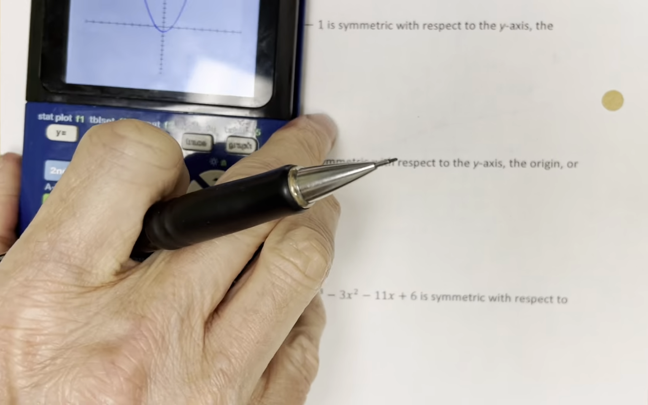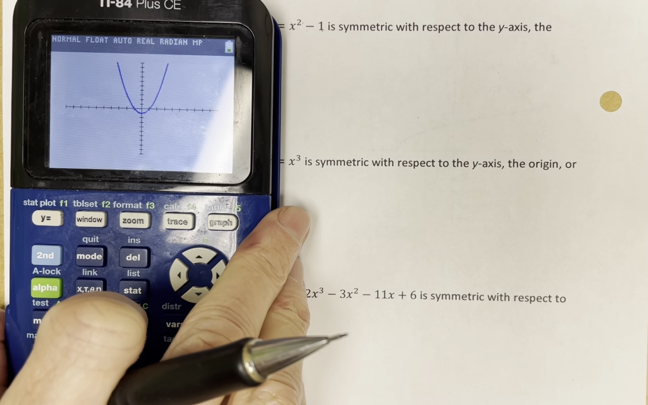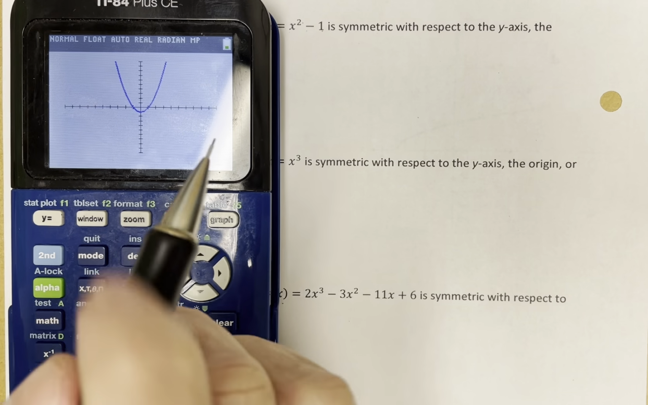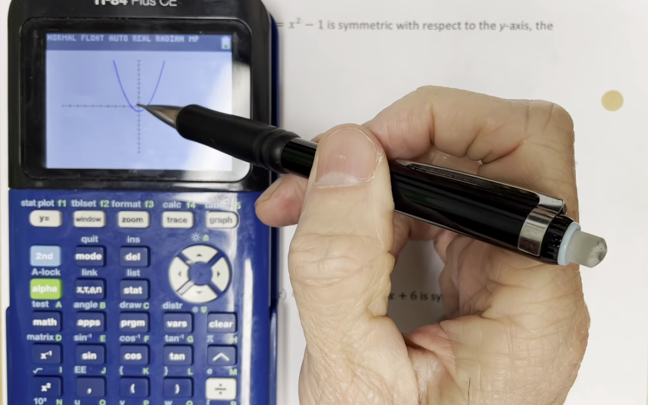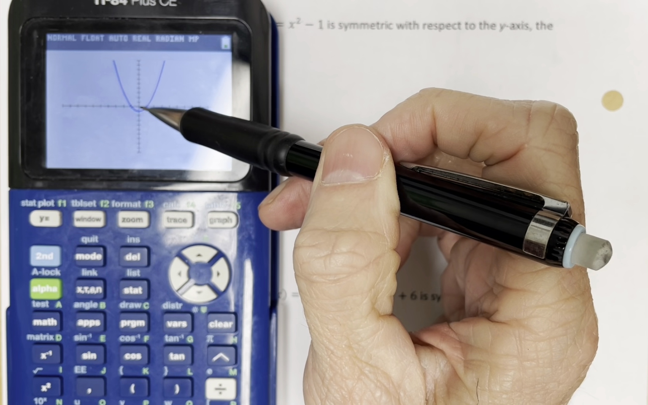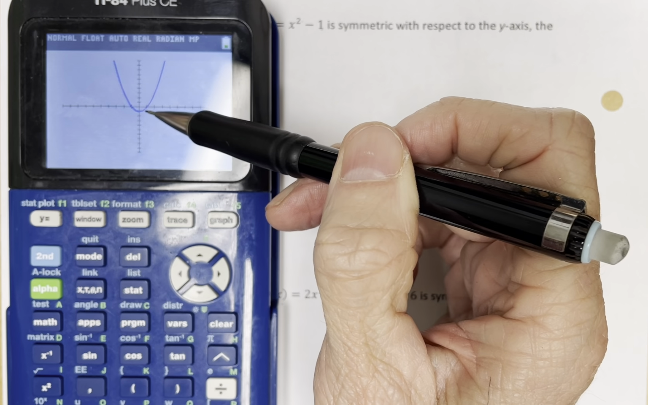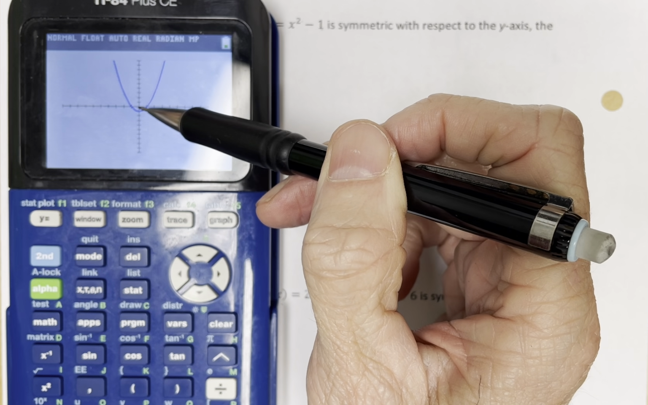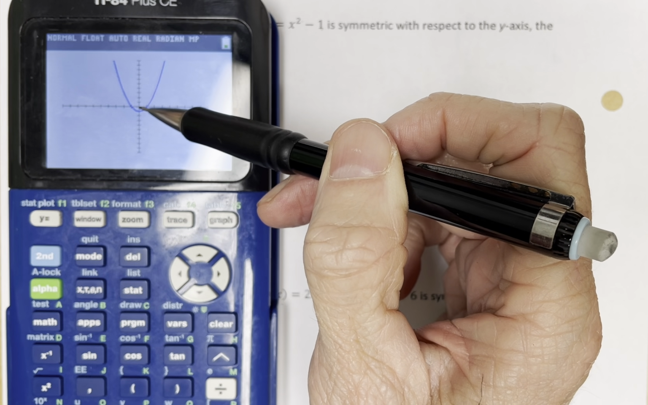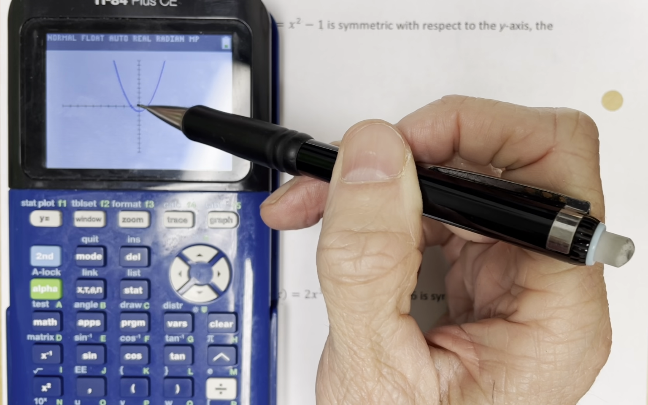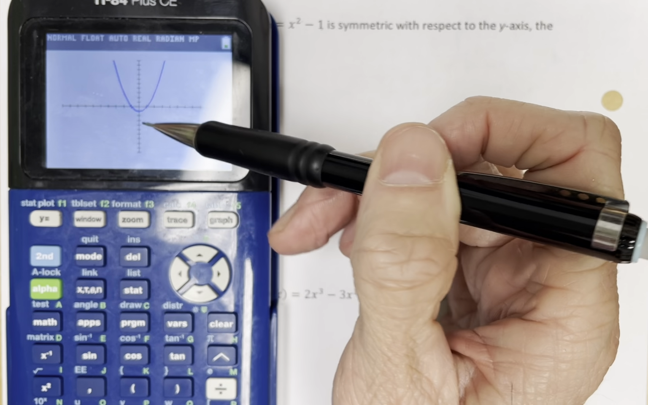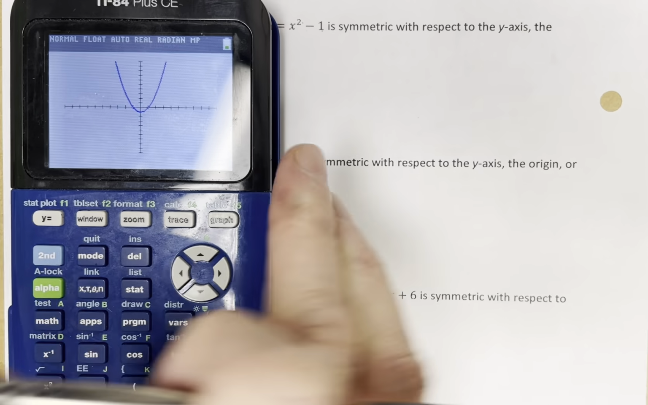Now notice, if I go back to here, if I put a tack at the origin, right there, I have to spin it all the way around 360 degrees to get back on itself and get the same picture. So it does not have origin symmetry.